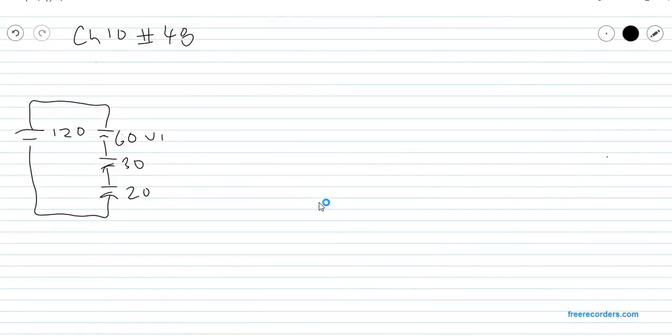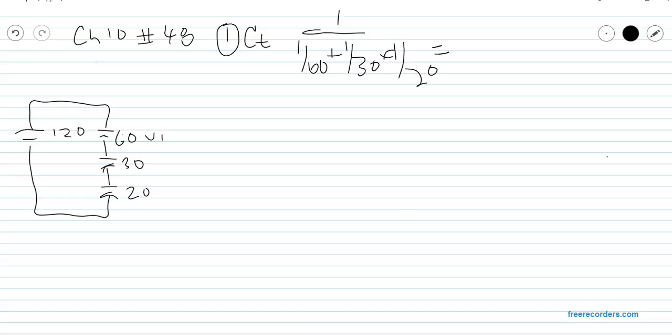Hey everybody, I wanted to do chapter 10, number 48, to talk about energy stored in capacitors. For these types of problems, the first step is to find our total capacitance for the system. All of these capacitors are in series, so the total capacitance is equal to 1 over 1 over 60 plus 1 over 30 plus 1 over 20. That is equal to 10 microfarads, or 10 times 10 to the minus 6.